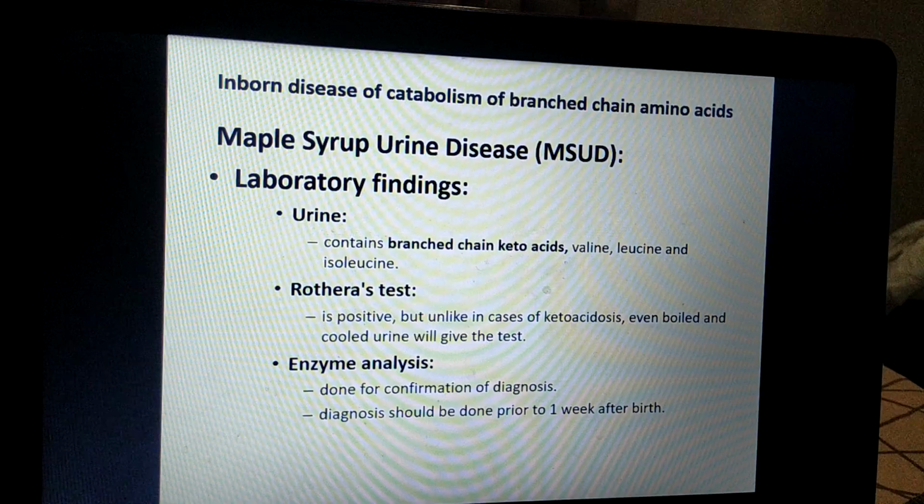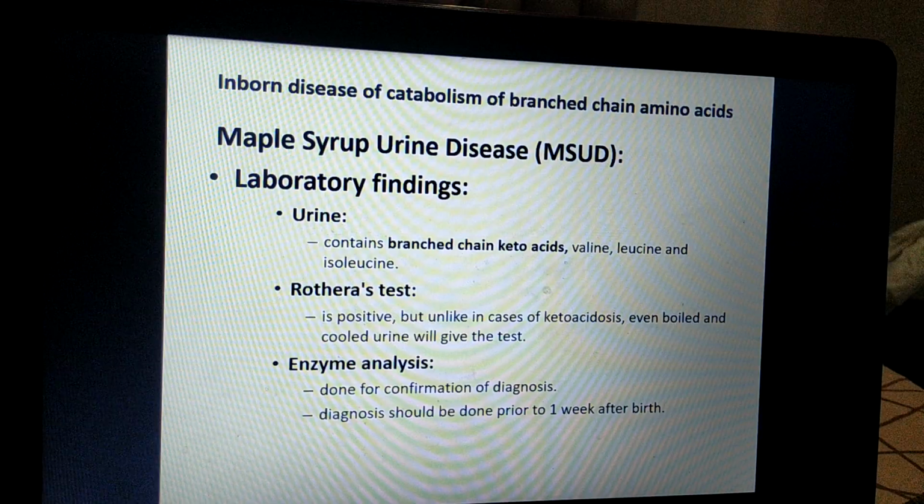Here Rothera's test is also positive, just like in ketonuria, but the difference is if you boil the urine and then perform Rothera's test, in case of ketonuria the Rothera's test is negative after boiling, but here even after boiling you will get Rothera's test positive. The final or confirmatory diagnosis is done by analyzing the deficient enzyme, which can be done prior to 1 week after birth.